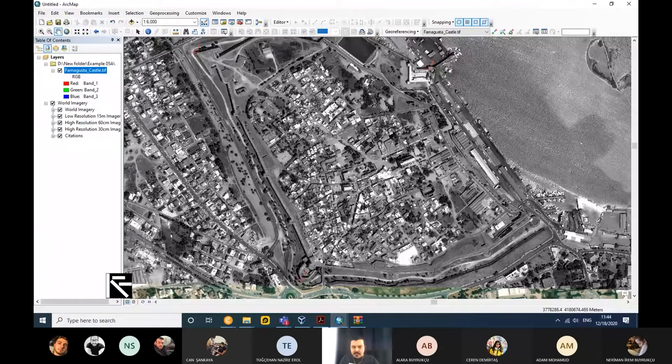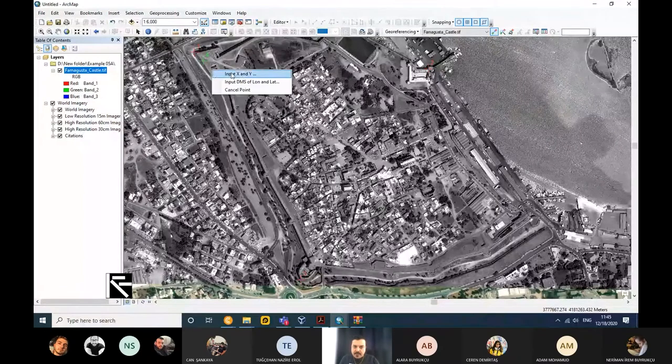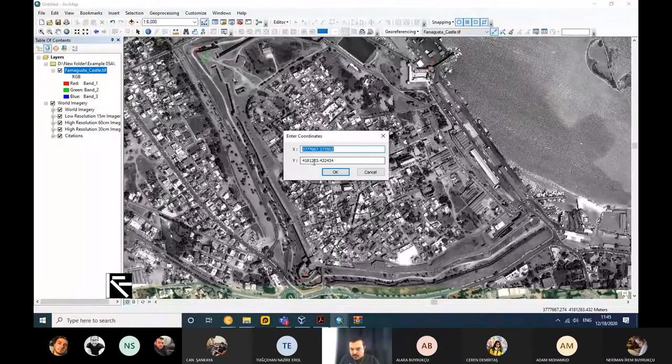But how does it work in reality? In reality, you will take the coordinate of this point in the real map. You will go to the location with your GPS and take the location, then come here and choose the points. In order to use it manually, right click and input X and Y from your GPS.